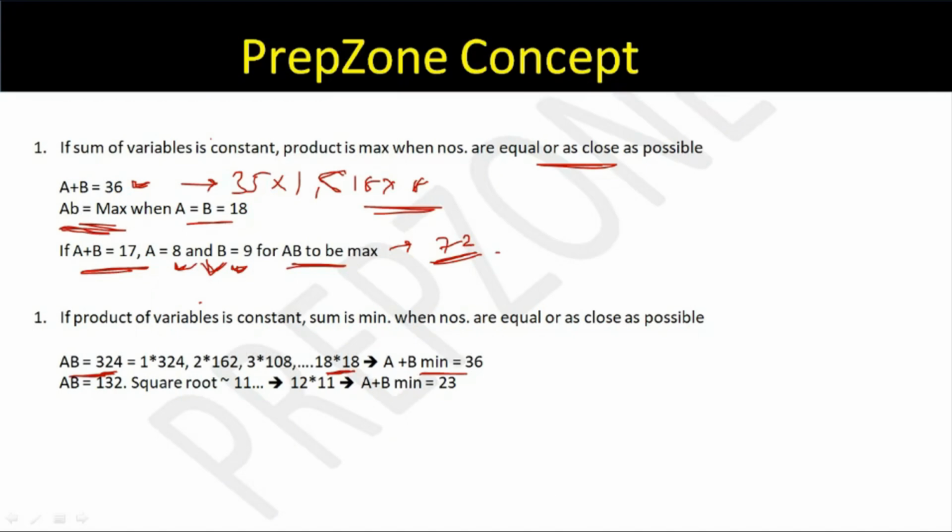Okay, so you always try कि variables equal हो जाए. अगर equal नहीं हो रहे, because say AB is equals to 132, because 132 is what? 12 into 11. So 132 is not a perfect square, so A can't be equals to B. So the next value will be as close as possible. So 11 into 12 has to be the value if you want sum to be minimized. आगे बढ़े. Let's solve the questions on this.